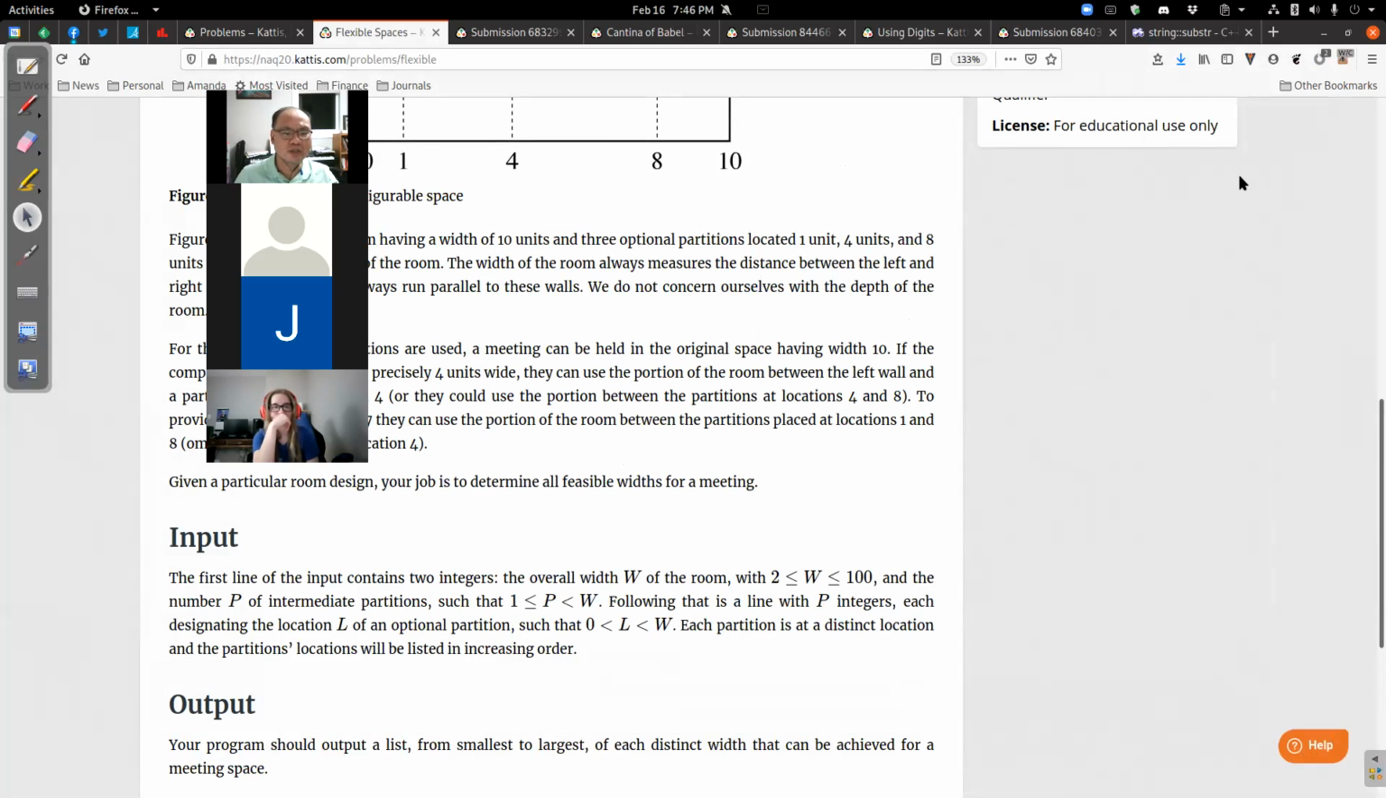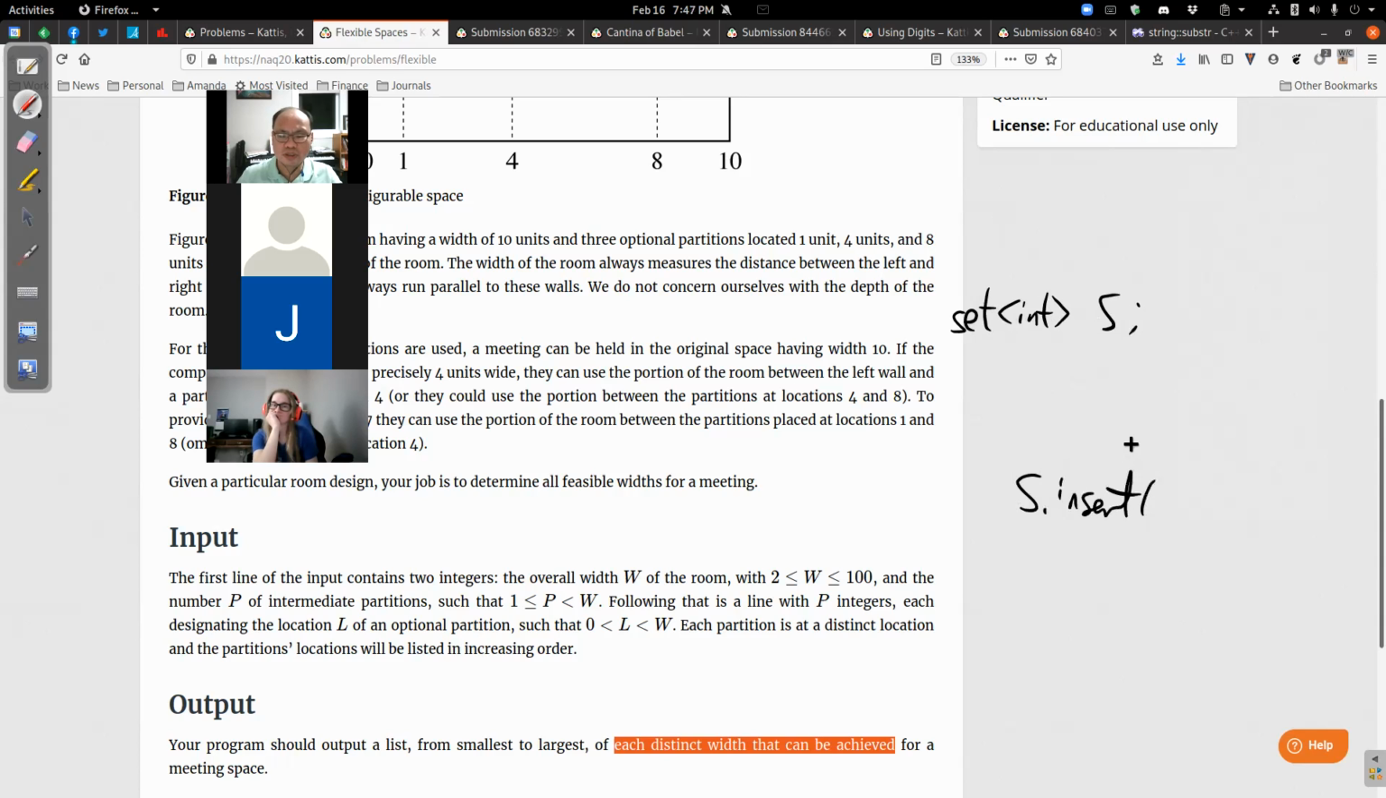Okay, so anyway, I think the main thing was to figure out what you're going to do to deal with the output. You have to sort, you have to do a distinct, right? So like I said, maybe the easiest thing is to use set. If you use a set of int s, then in your loop, you would just say s.insert difference.